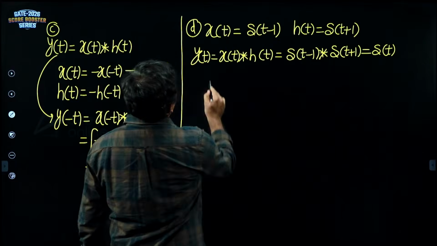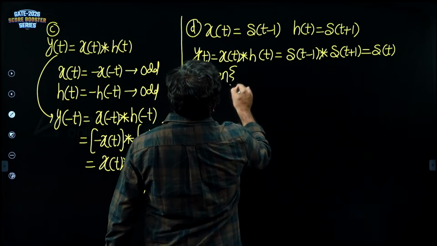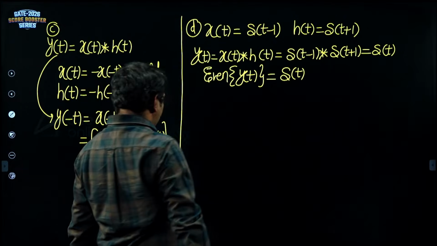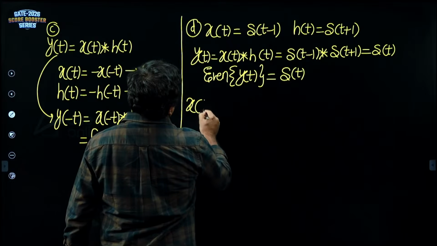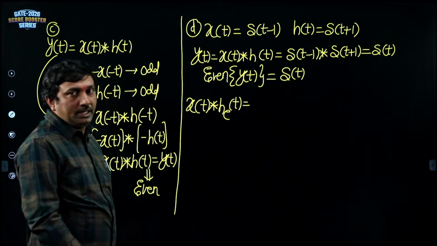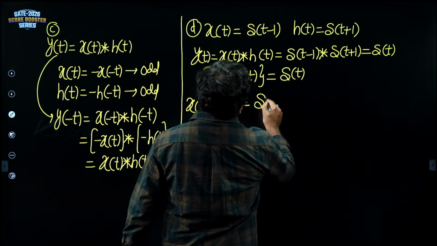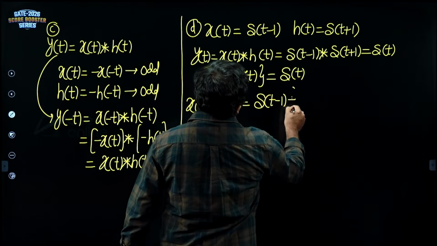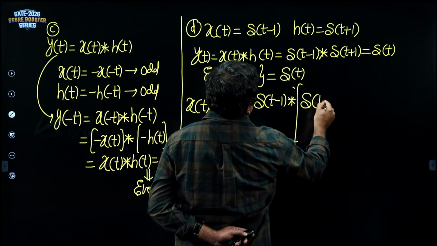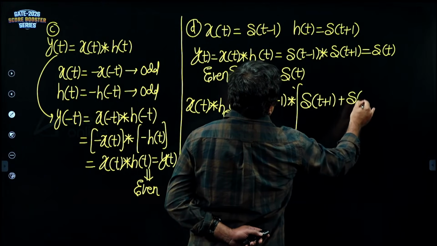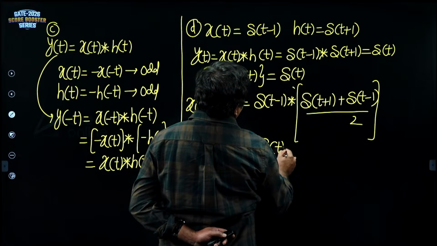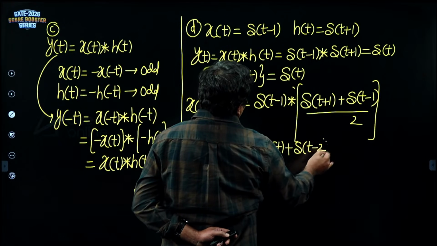Okay. So what is the even part of y(t)? Impulse itself is an even function, so delta(-t) is delta(t). Then we have to obtain x(t) convolved with the even part of h(t). What is x(t) here? Delta(t-1). Everyone recollect the even signal definition: signal plus folded version, by 2. So that is delta(t+1) plus delta(t-1), by 2. That produces the result delta(t) plus delta(t-2), by 2.